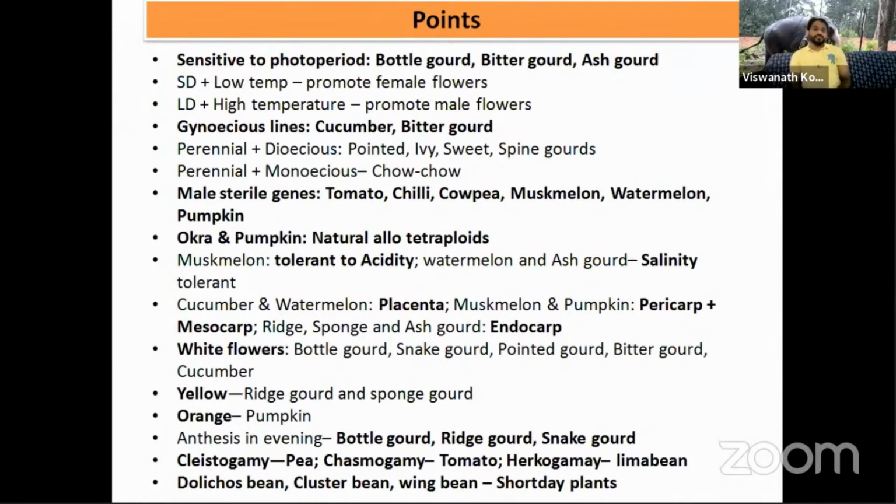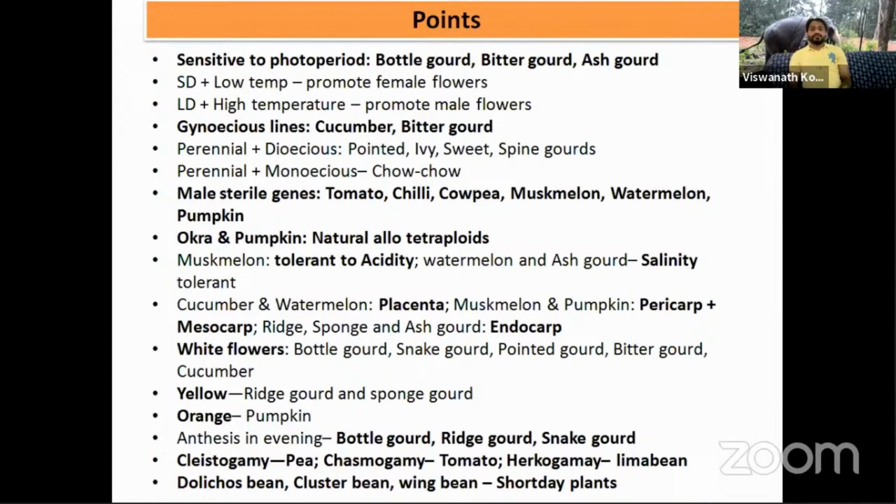Perennial plus monoecious: chocho. And male sterile genes are identified in tomato, chili, coffee, muskmelon, watermelon, pumpkin. Wax gourd, pumpkin and potato, they are the yellow tetraploids. Muskmelon is tolerant to acidity, watermelon and ash gourd are tolerant to salinity. The edible portion, in cucumber and watermelon, the edible portion is placenta. In muskmelon and pumpkin, the edible portion is pericarp plus mesocarp. And in ridge gourd and ash gourd, the edible portion is endocarp.